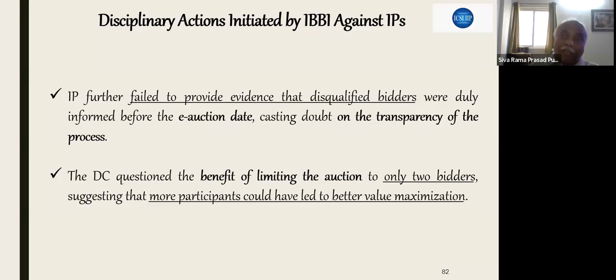Next, the IP further failed to provide evidence that the disqualified builders were duly informed before the e-auction date, casting doubt on the transparency of the process. The DC questioned the benefit of limiting the auction only to certain bidders, suggesting more participants could have led to better value matching. But in this case, that did not happen.